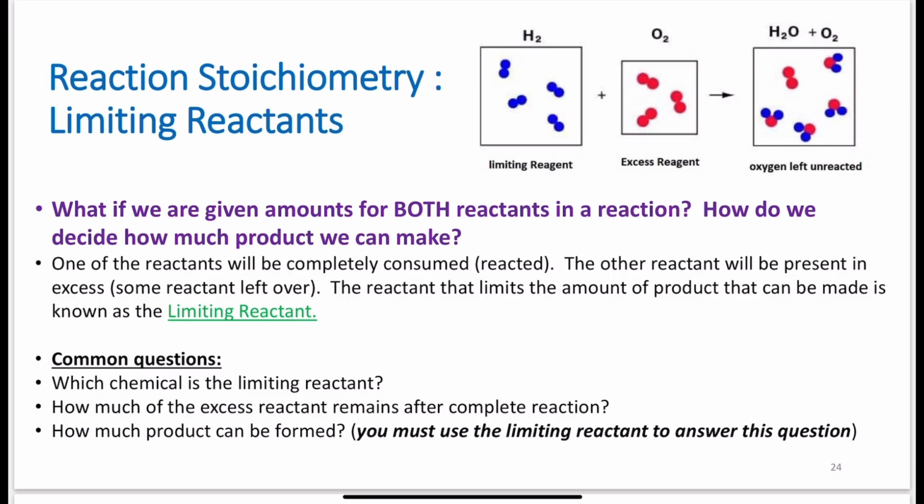One of the reactants will be completely consumed or reacted. That's known as your limiting reactant. It limits how much product you can make. The other reactant will be present in excess, meaning some reactant is left over at the end of the reaction. The reactant that limits the amount of product that can be made is known as your limiting reactant. The amount that is left over in excess is known as your excess reactant.